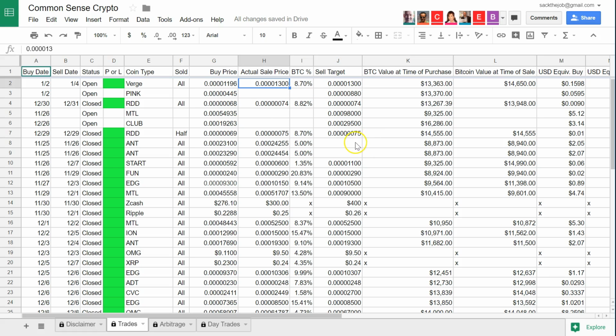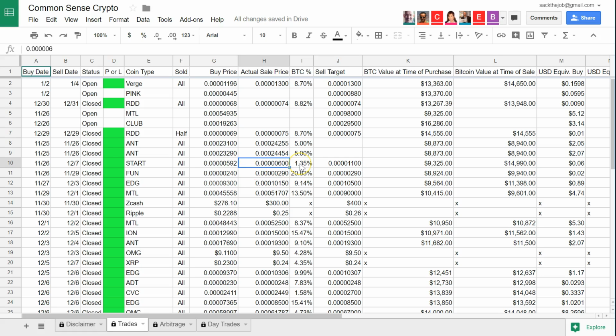Sometimes, however, a coin will start to do something that makes me nervous, or I simply lose faith in the coin and I decide to exit the trade early. So down here you'll see an example of that on the start coin. I intended on selling it for 1,100 Satoshis. I actually sold it for 600 Satoshis instead.